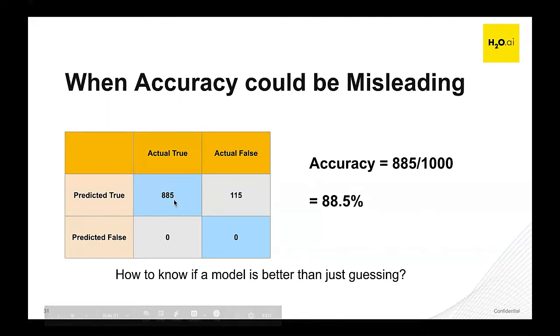So 885 were actually true, and you also predicted it to be true. So that's okay. But for this 115, they were actually false, but you predicted it to be true. And now when you calculate the accuracy, it comes out to be 88.5%. It is lower than the previous one, but then you did not create any machine learning model. It's just pure guessing. And this is not bad because you only have a difference of about 3.5%. So our model is only 3.5% better than using no model at all.